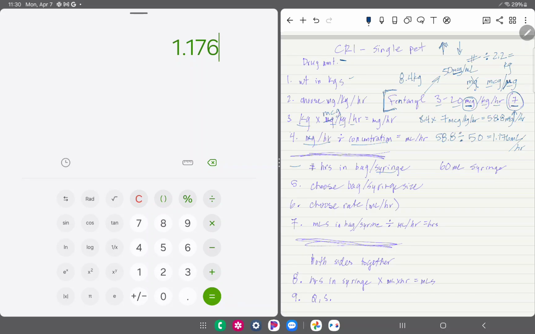So then I'm going to make a smaller dose in a syringe so that I don't have to waste any of the drug should I decide later on I need a bigger dose, a smaller dose, whatever it is. We'll start off with a syringe this time. So how many hours are in that syringe? Well, I have to choose the size of my bag, or in this case, the syringe. I'll pick a 60 mL.